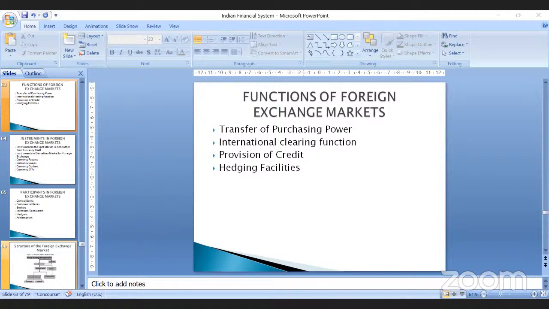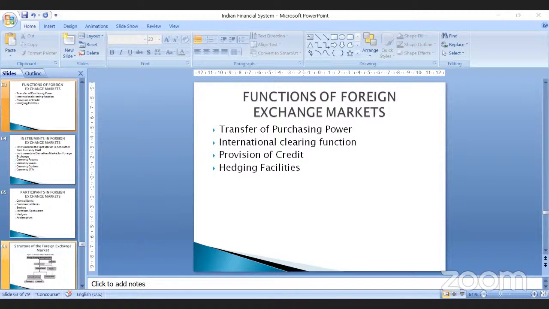So in order to make sure that international trade happens between two countries in a smooth manner, or to make sure that countries enter into international trade by importing and exporting, whatever credit is required by any country, the foreign exchange market will provide that kind of credit. Not only that, this foreign exchange market, which we call the forex market, will also help in hedging facilities, right?